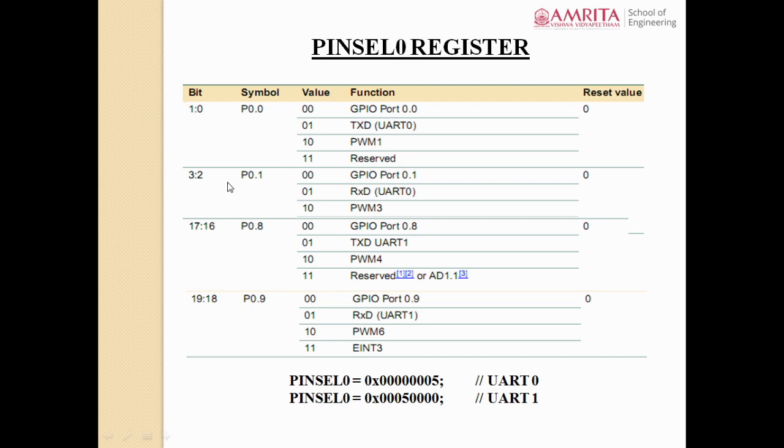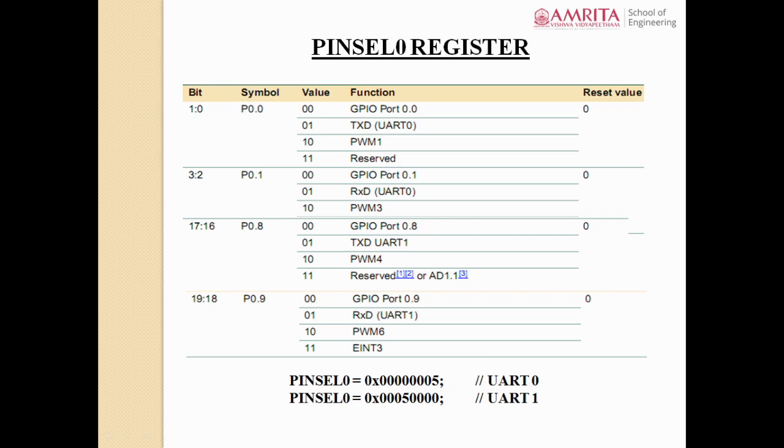So of these 4 bits, the first 2 bits you need to write with 0, 1, and the next 2 bits also you need to write 0, 1. If you are writing the PINSEL0 register as a whole, what value should you write? 0, 1, 0, 1. What will be the hexadecimal equivalent? It is 5. The last 4 bits will be 0, 1, 0, 1, which means 5. All the other bits you keep as 0. So PINSEL0 equal to 0x00000005 means you are configuring P0.0, P0.1 as UART 0 TX and RX.